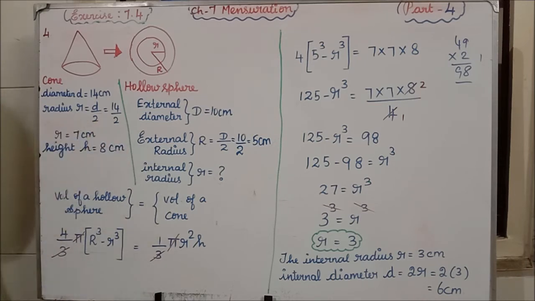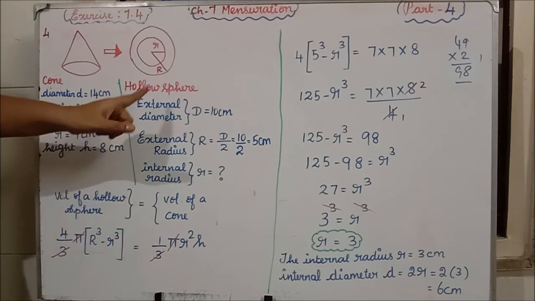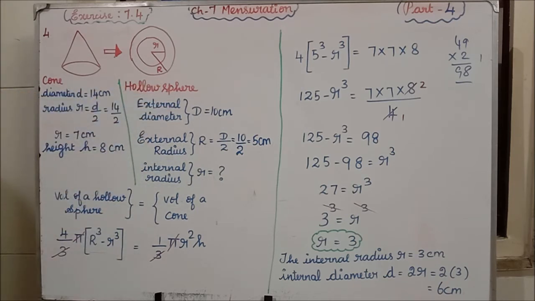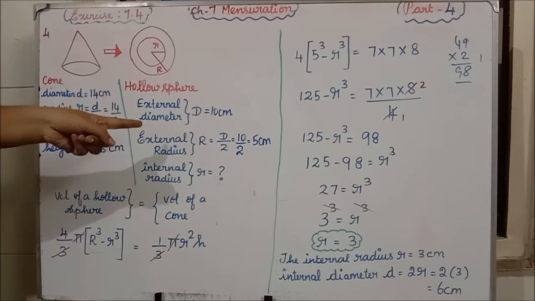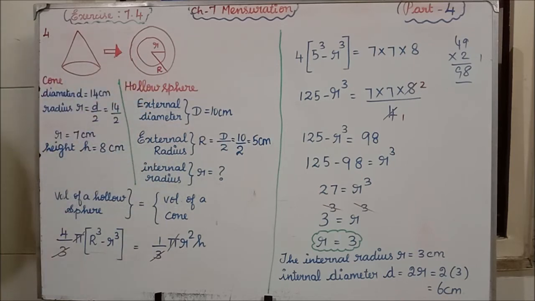Now for the hollow sphere, the external diameter, capital D, is given in the question as 10 centimeter. From that I am converting into radius. External radius, capital R, is equal to capital D by 2, so 10 by 2 is 5 centimeter. The internal radius, small r, we don't know, so that is the question mark.